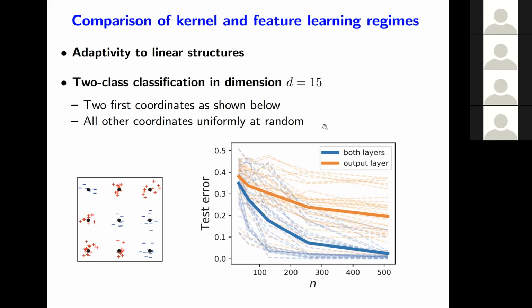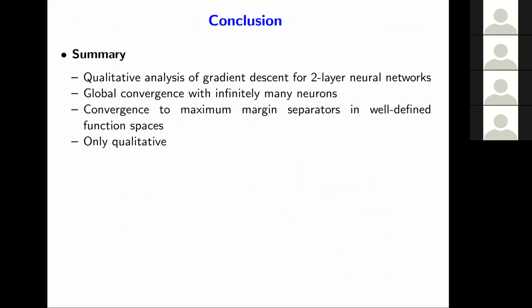Okay, so to conclude, in this talk, I provided a qualitative analysis of gradient descent for two-layer neural networks. Okay, there was one result: it converged globally if you have infinitely many neurons, and if you use it in the context of binary classification, you converge to places which are well-defined and for which we can prove that we can generalize. Big issue is only qualitative.